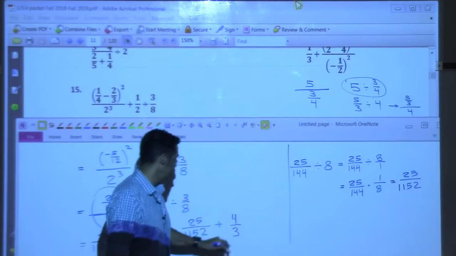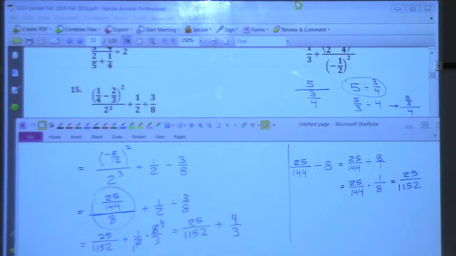We're almost done. That's where we are. So how do you add two fractions? You have to have a common denominator, or you use the shortcut. If you use a shortcut, your numbers are going to be huge, right?